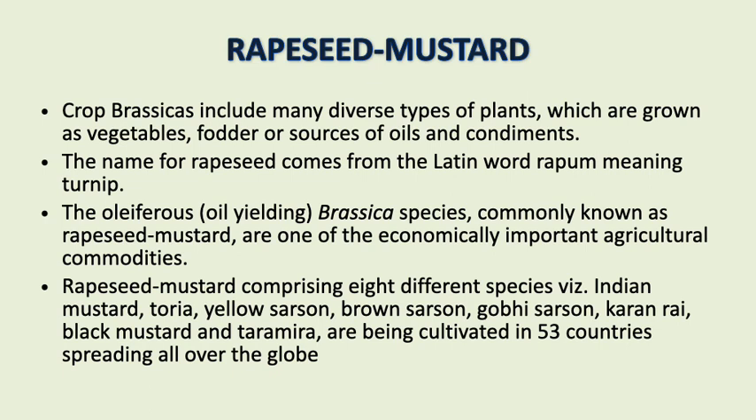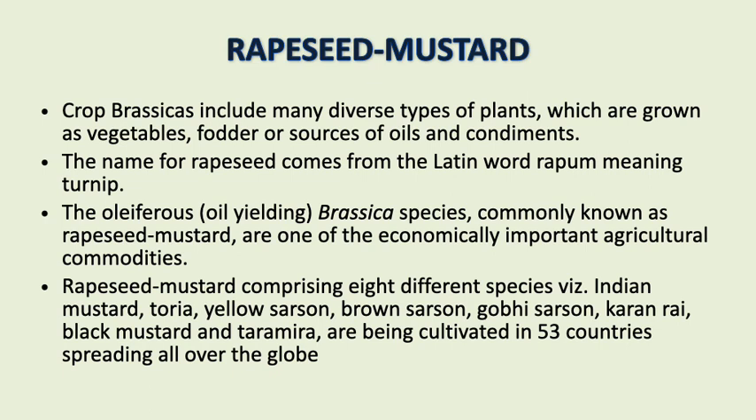We have to understand it. So we are studying it. Crop Brassica includes many diverse types of plants which are grown as vegetables, fodder, or sources of oils and condiments. The name for rapeseed comes from Latin word rapum, meaning turnip. The oleiferous, oil-yielding Brassica species, commonly known as rapeseed mustard, are one of the economically important agricultural commodities.